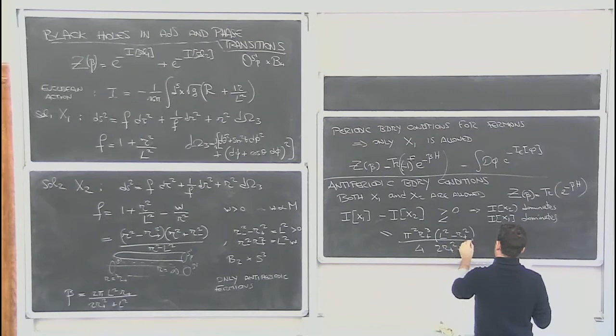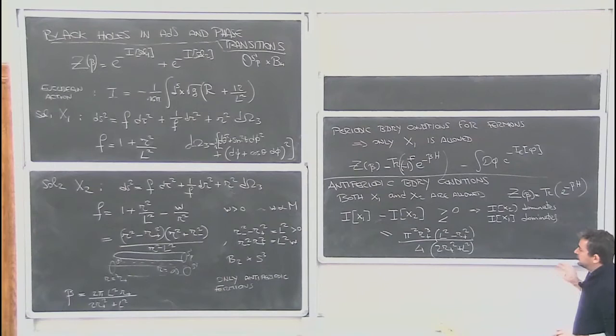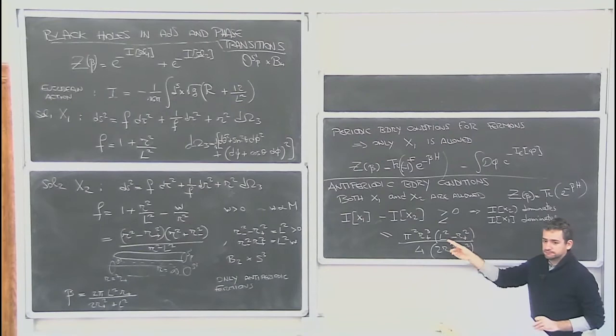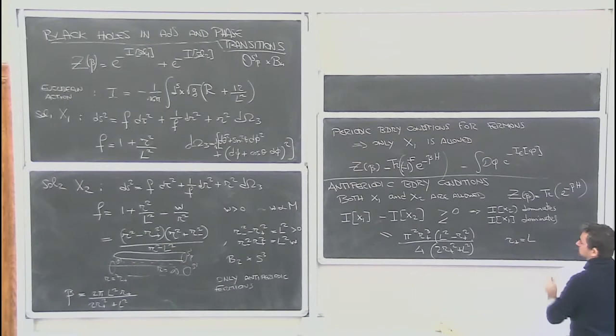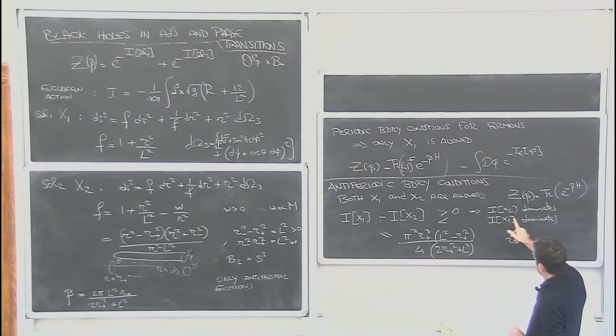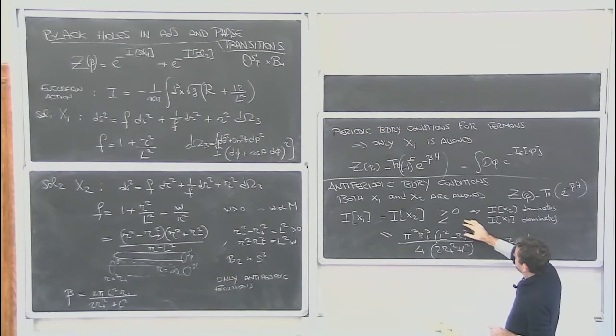Okay, well, this is what you get. And you see, this is a priori neither positive nor negative, because it can change sign. It changes sign when R plus is L, the difference vanishes, so the two solutions are equivalent from the point of view of the statistical ensemble. Neither one nor the other dominates. But if R plus is larger than L, if the black hole is big compared to the ADS scale, so let's see if everything comes out right. If R plus is larger than L, then the difference here is negative.